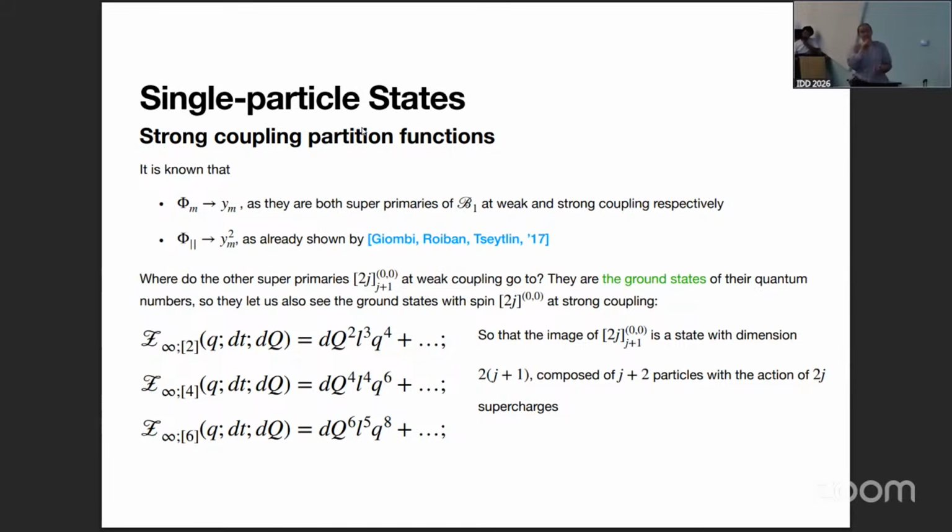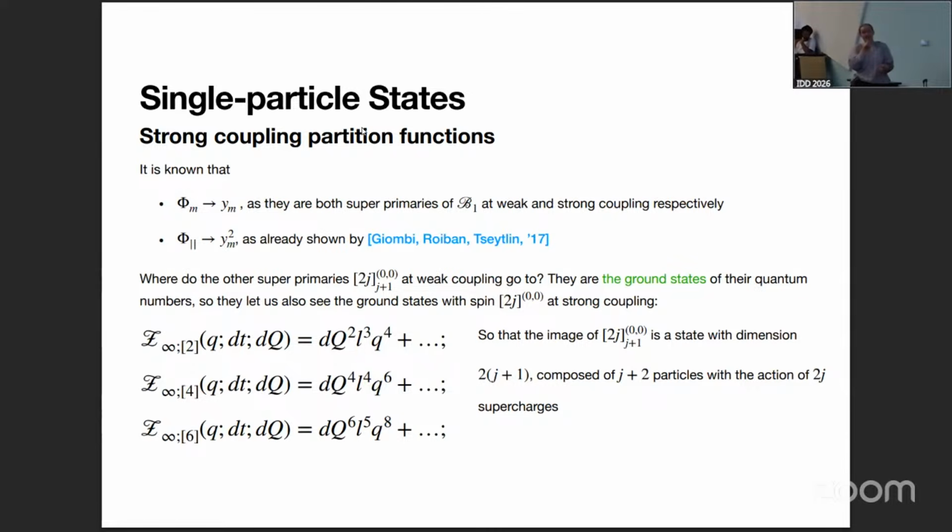And so there were some things which are already known in the literature. First of all, phi m forms the B1 multiplet at weak coupling, and this ym forms it at strong coupling. And this was already shown in this paper. And then, where do the other supermultiplets go? So then, of course, we expect single particles to go to the ground states, because it is literally the superconformal primaries. They will also go to some ground states at strong coupling.